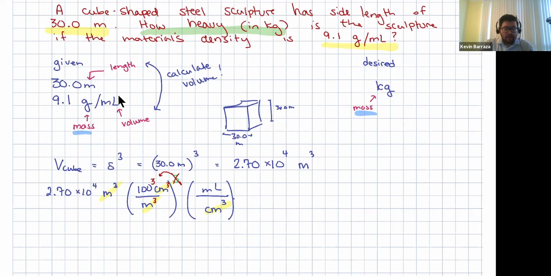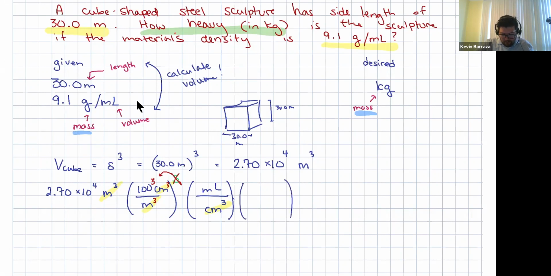Now I have a number that I'm going to use for my next conversion. It just so happens that this conversion is my density, but that's the beauty about dimensional analysis. Those numbers that we record actually end up being the way that we turn one unit into another. So this is really nice. The only thing we have to be careful of is making sure our numbers go in the right place.